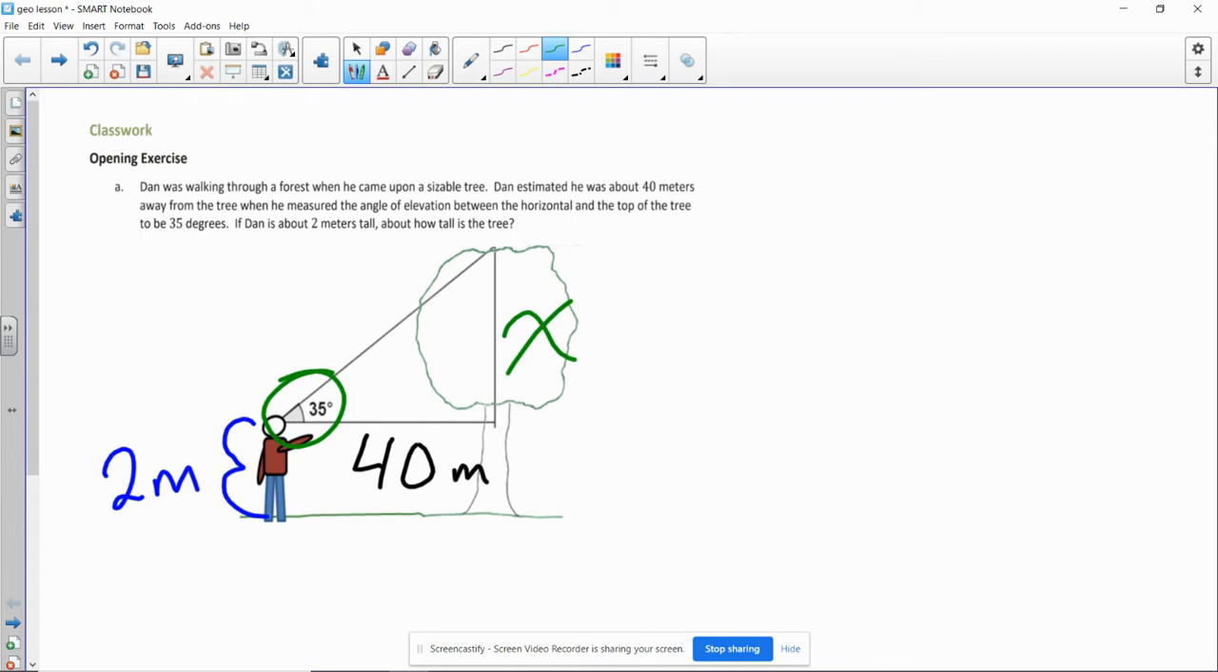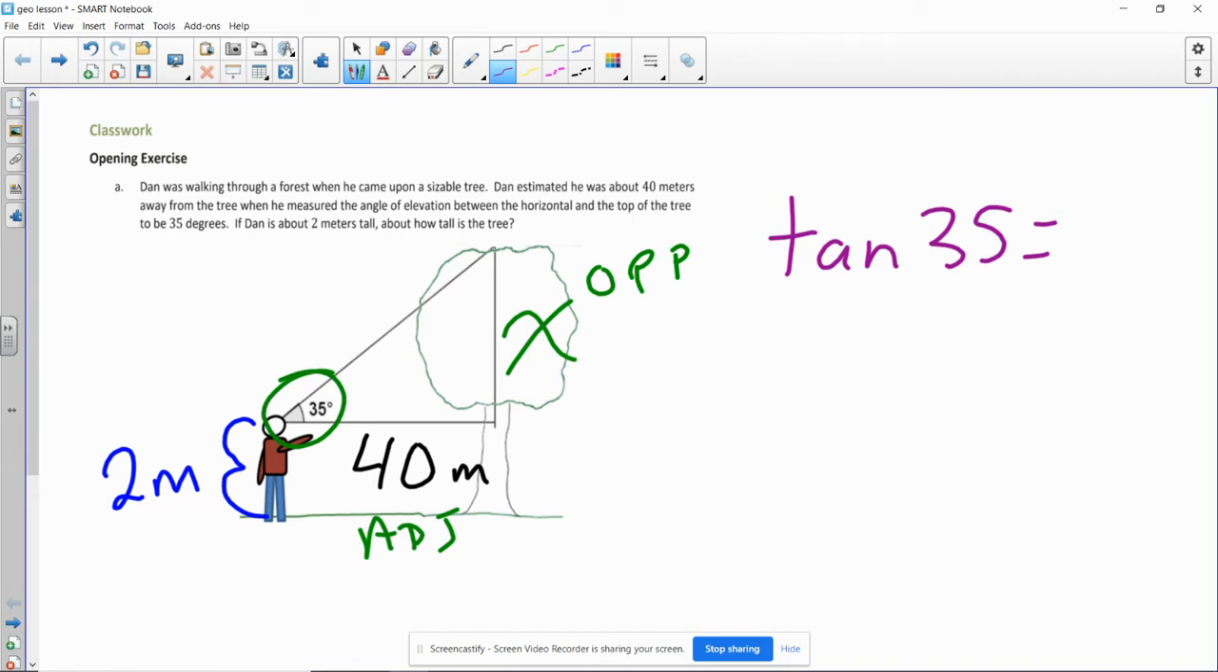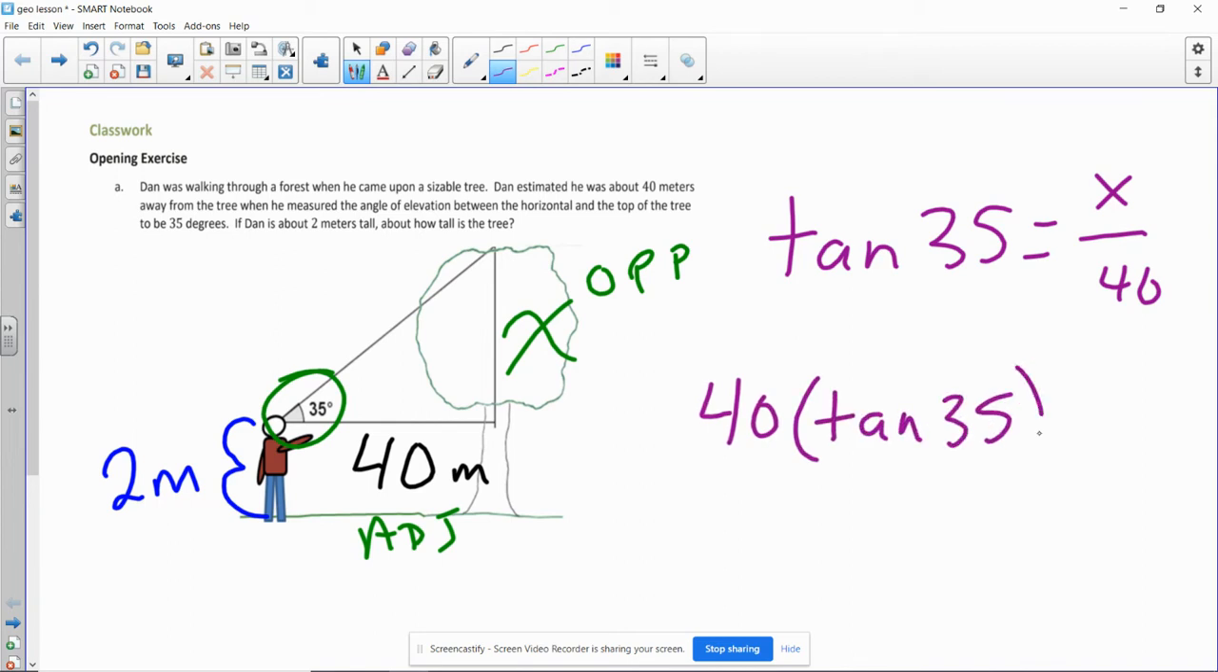So based on a 35-degree angle, the sides I'm working with are my opposite and my adjacent. So I'm going to need the tangent ratio. So the tangent of 35 equals the opposite, which is x, over 40, which is the adjacent. So to solve for x, I'm going to multiply both sides by 40. When I do that, it's going to leave me with x alone on the left, and 40 times the tangent of 35 on the right.